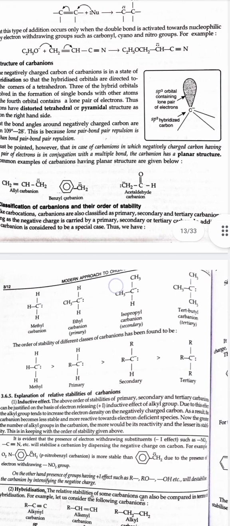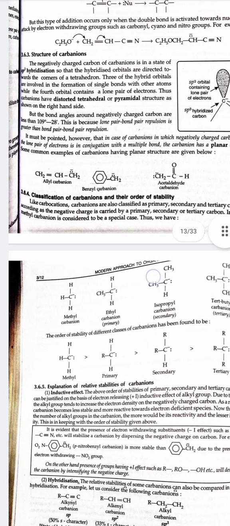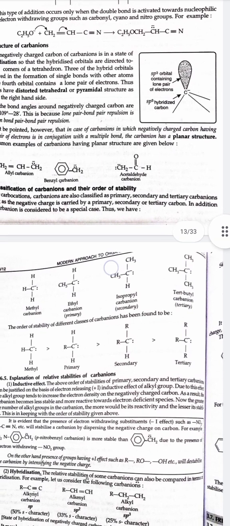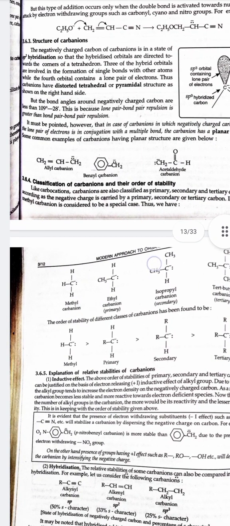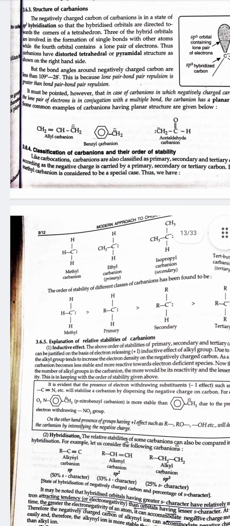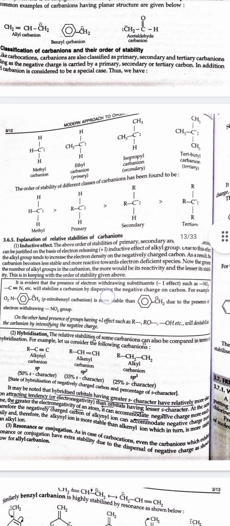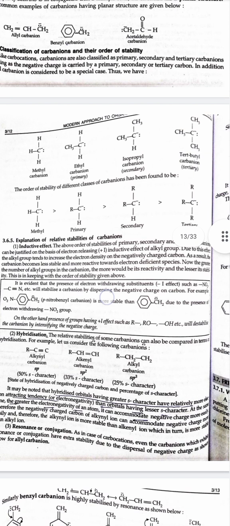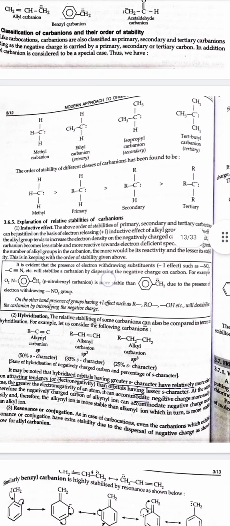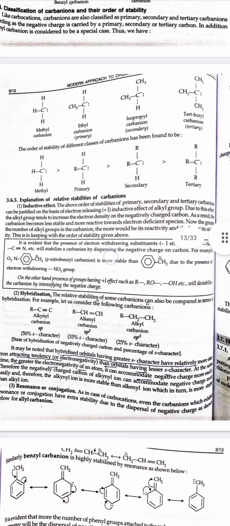Like carbocations, carbanions are also classified as primary, secondary and tertiary carbanions according as the negative charge is carried by a primary, secondary or tertiary carbon. In addition, methyl carbanion is considered to be a special case. Thus, the order of stability of different carbanions has been found to be: first methyl, second primary, secondary, tertiary. Explanation of relative stabilities of carbanions.